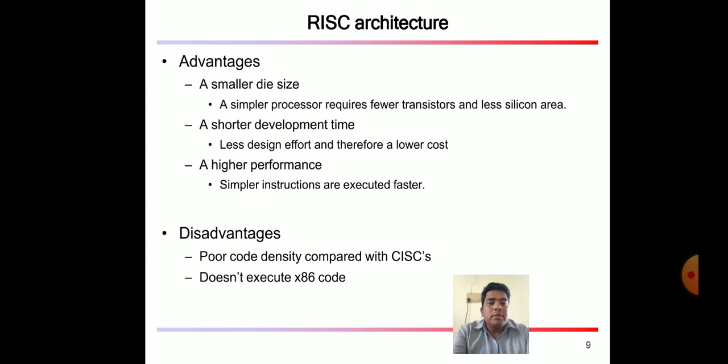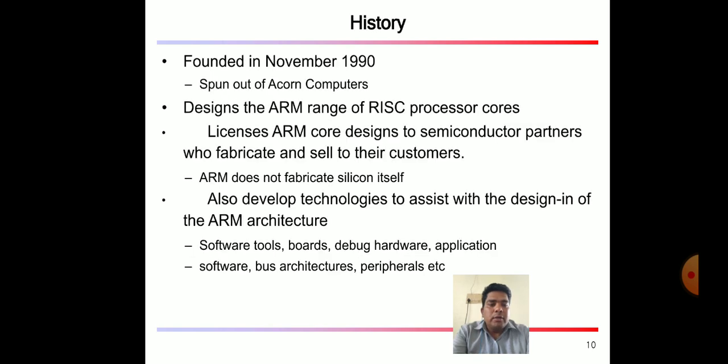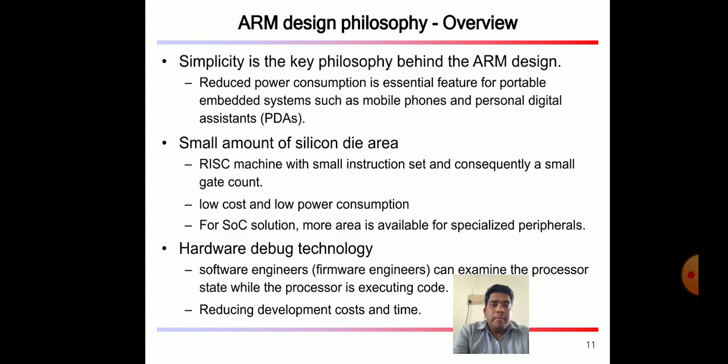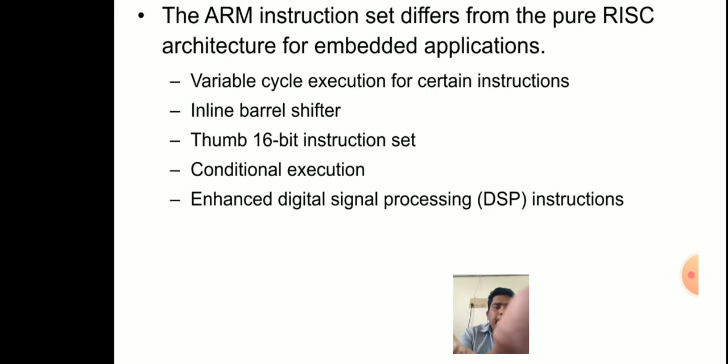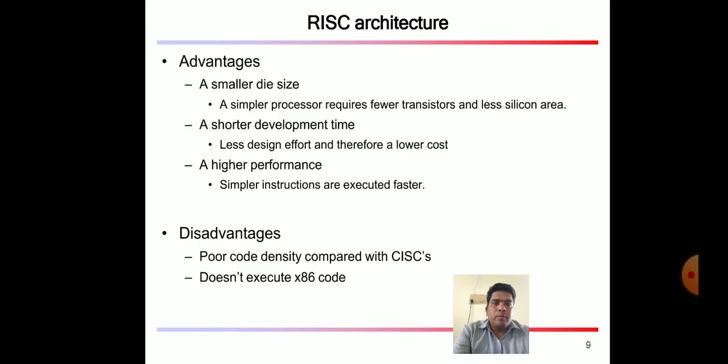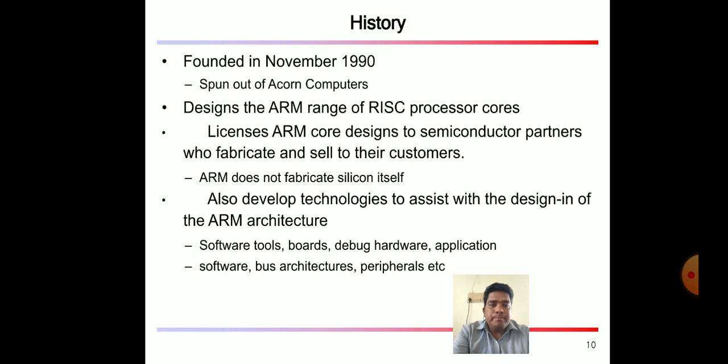And coming to the disadvantages of the RISC architecture, here is the poor code density compared with CISC, and it doesn't execute x86 code. So these are the two disadvantages of RISC architecture.